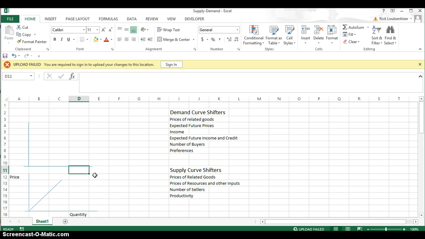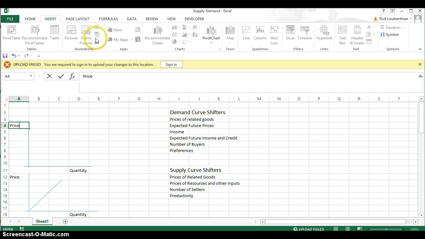This is going to be the quantity. Did I spell it wrong? Let's get that fixed. Quantity, and this is going to be the price. Alright, price is going to be increasing this way. Quantity will be increasing this way. What happens with demand? The demand for a product.